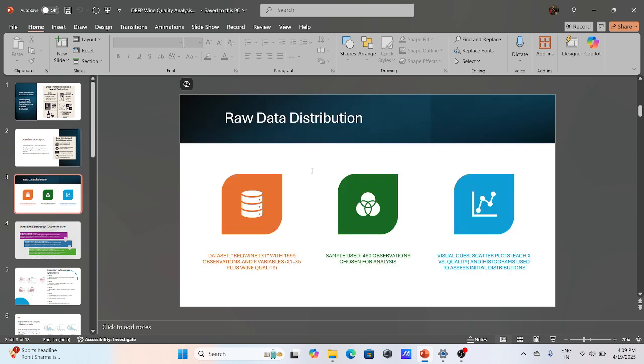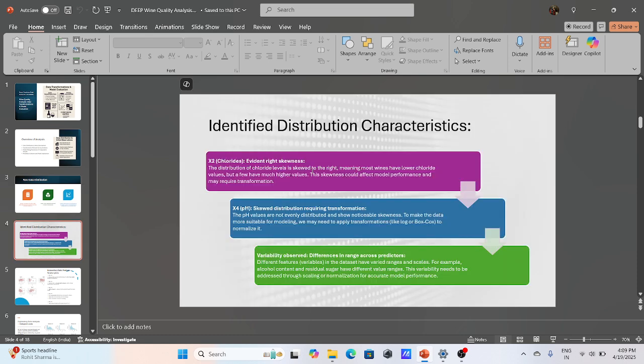My original Red Wine dataset contains 1599 observations and 6 variables, from x1 to x5 plus wine quality. The sample used 460 observations for the analysis. I identified distribution characteristics, such as X2 chlorides and X4 pH, and variability, with differences in range across predictors, in which different features in the dataset have varied scales. For example, alcohol content and residual sugar have different value ranges.